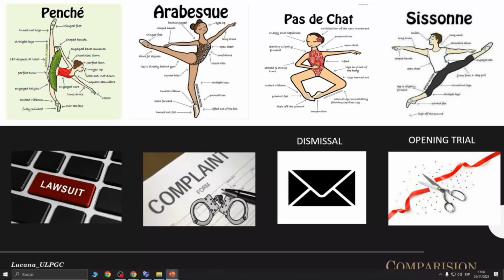And if we take another example, we can use a pas de chat, which in English is something like a step of the cat, or a jump that visually is not the same. It's just the opposite. One is more closed, which reminds us of a dismissal. It's like when we close an envelope, the same idea as closing a process, to archive a process. Or on the opposite side, a jump that is a very opening jump is more similar to the opening session of a trial.